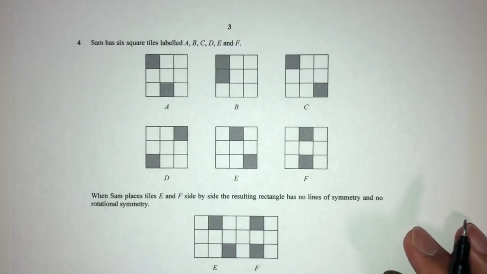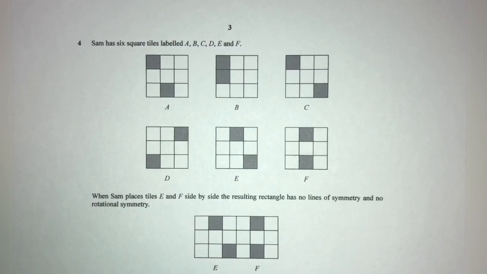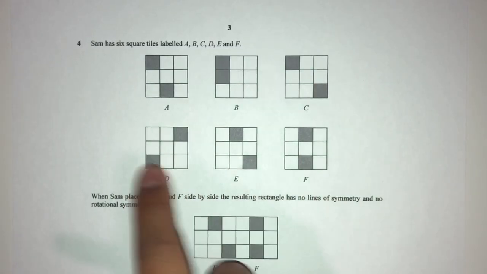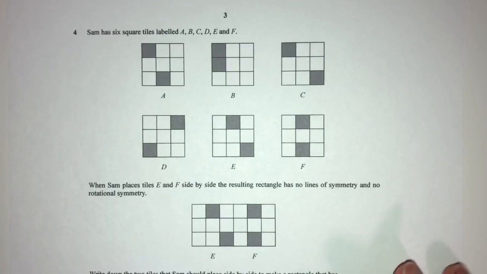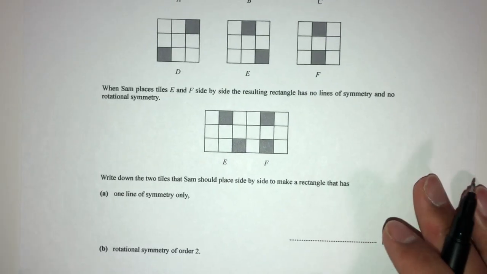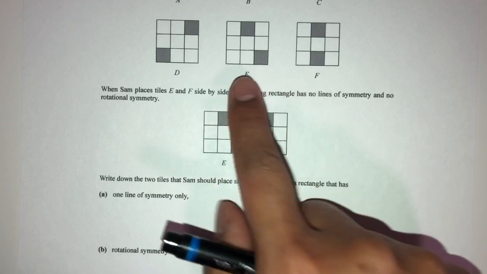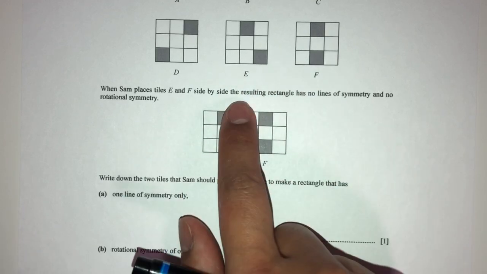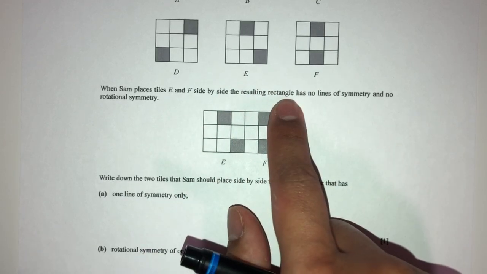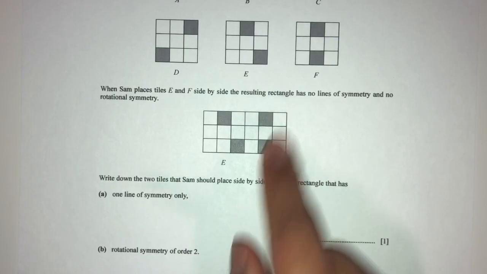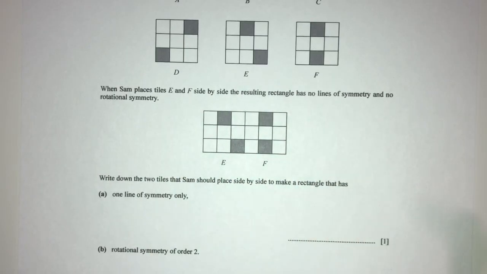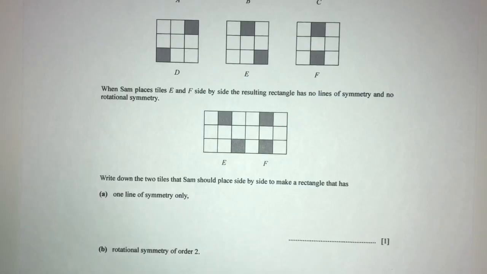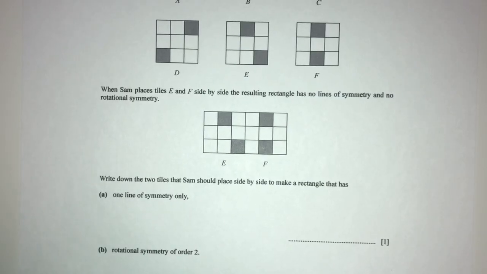Let's move on to question number 4. So Sam here has 6 square tiles labeled A, B, C, D, E, F. As we can see, A, B, C, D, E, F, right? For example, Sam places tiles E and F side by side, resulting in a rectangle that has no lines of symmetry. As you can see here, this has no lines of symmetry. Okay, this is just an example of what Sam did.